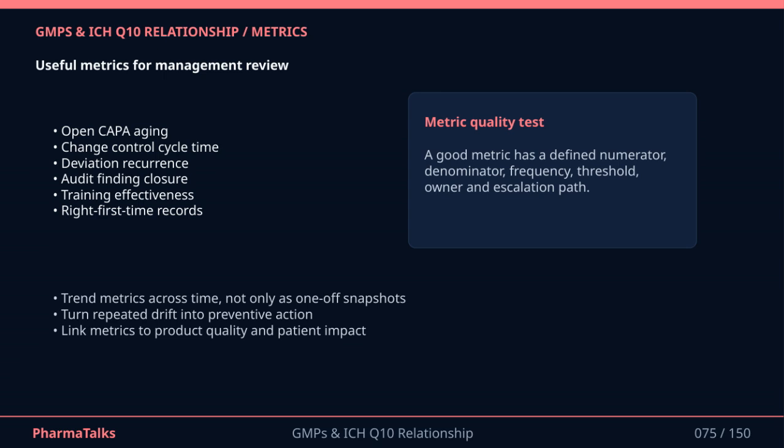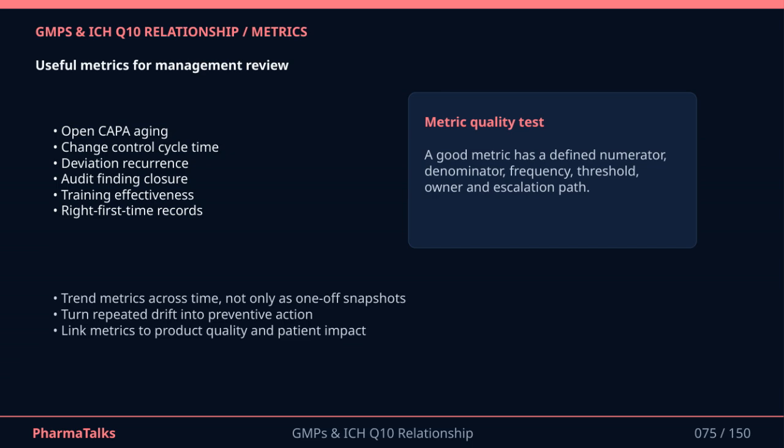When assessing the quality of these metrics, it's important that each has a clear numerator and denominator, a defined frequency for measurement, a threshold to trigger action, an assigned owner responsible for the metric, and an escalation path if issues arise. This structure ensures consistency and accountability.